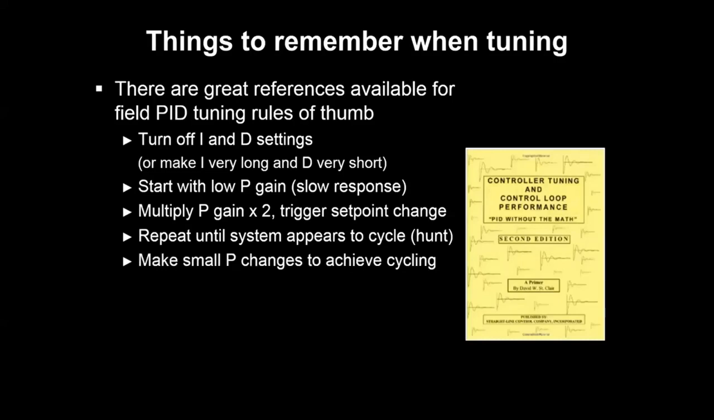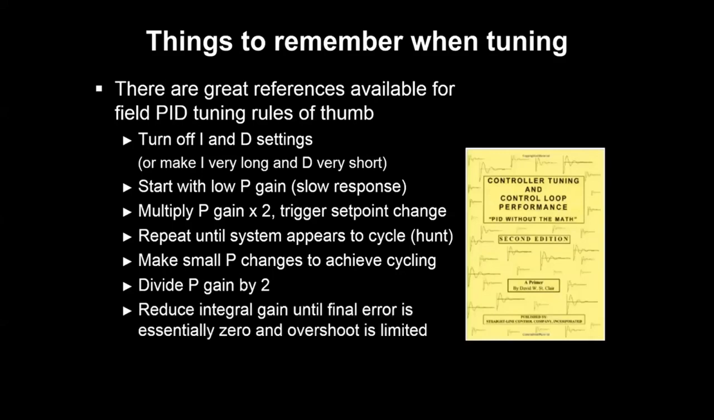Keep making P changes until you get what looks like a perfect sine wave, so perfect cycling. It's not something you actually want in your system, but in this tuning process, once you have that, you can divide by 2, because you've now found a good magnitude that you can back off from, and you can fill in the gaps with the integral gain. So now you reduce the integral gain by dividing by 2, until you see that you've limited your overshoot, and that in a reasonable amount of time you can get to effectively zero steady state error. So that's what the process looks like.